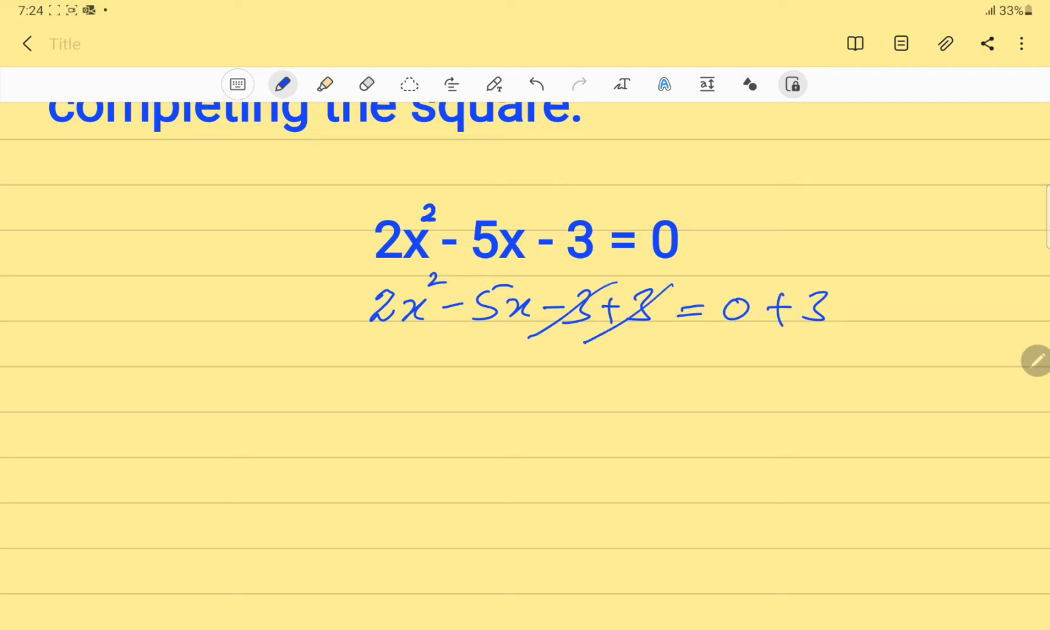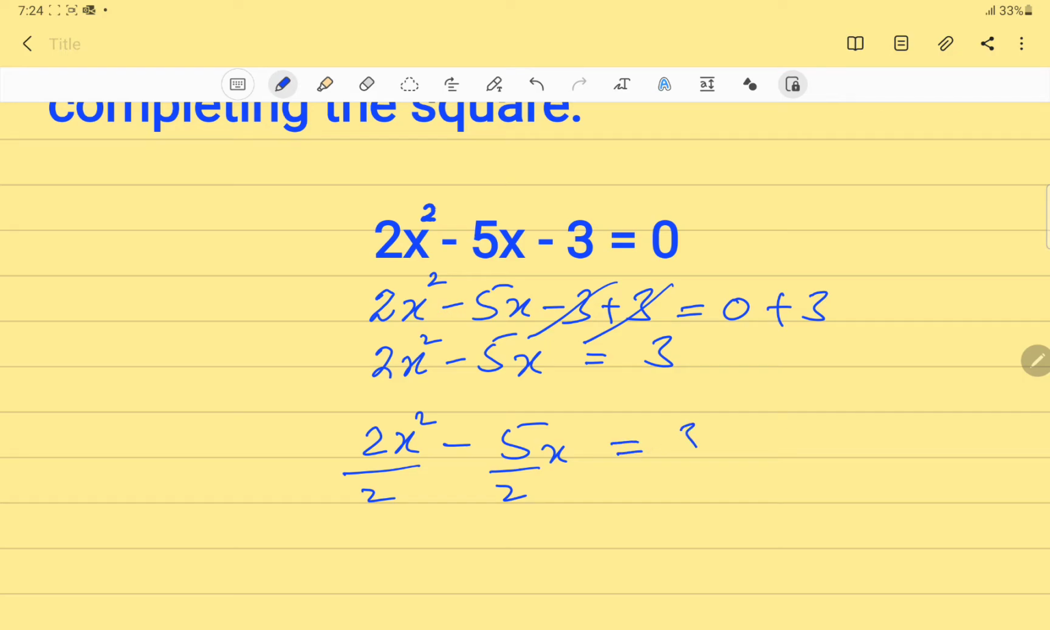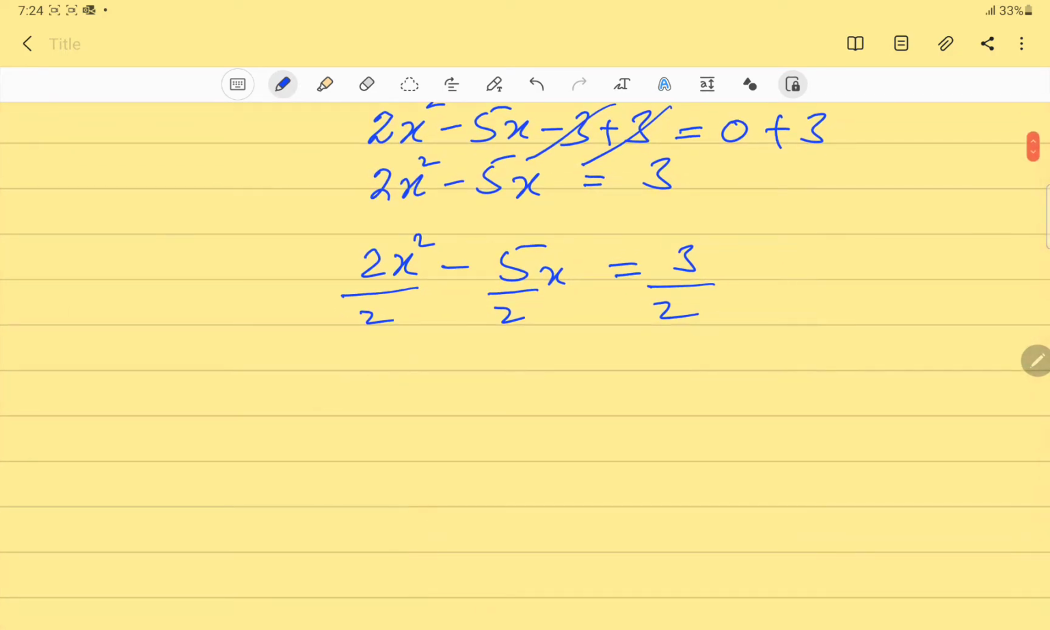Three goes with 3, so we are left with 2x² - 5x = 3. Now we have to remove the coefficient of x². In other words, we should have 1 as the coefficient of x². So we should divide the whole equation by 2. Two cancels with 2 and we are left with x² - (5/2)x = 3/2.